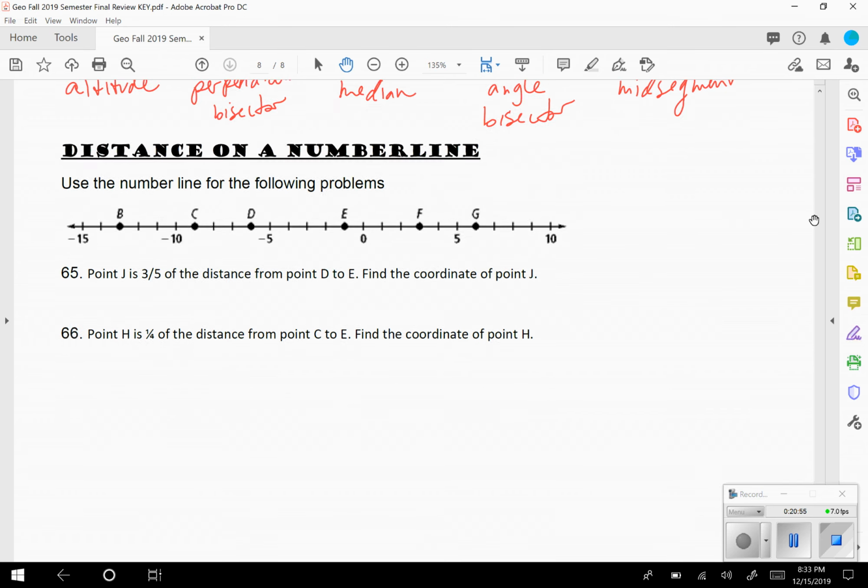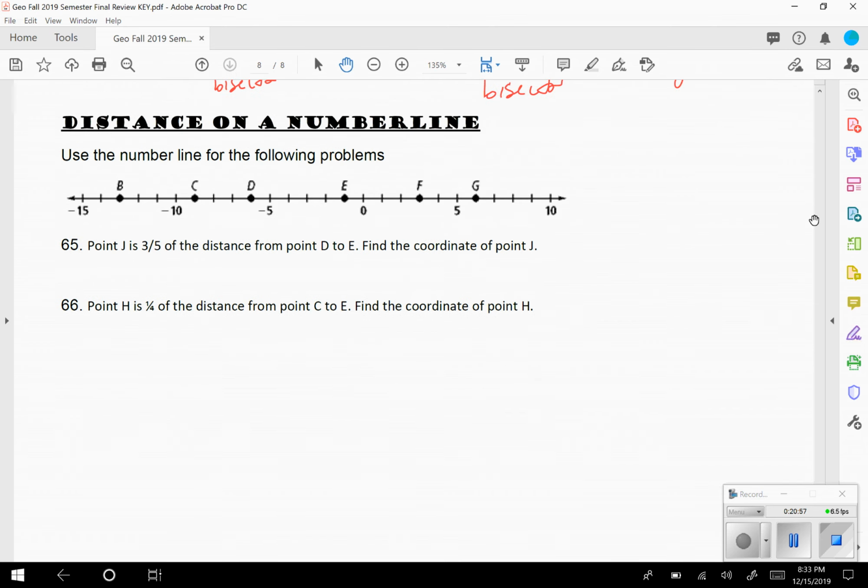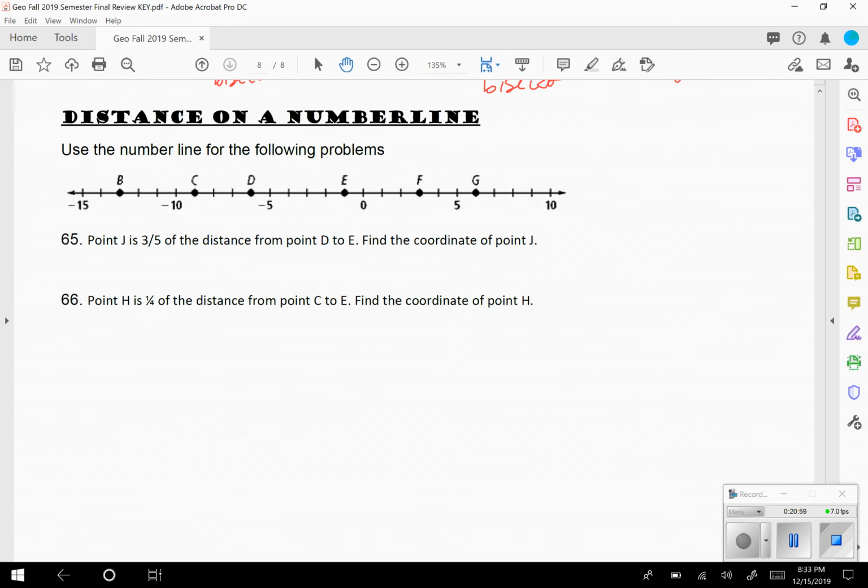Okay, last two problems. Here we go. It says, use the number line for the following problems. Point J is 3/5 of the distance from point D to E. Okay, so first thing you gotta do is find the distance from D to E. And these are counting by ones, so 1, 2, 3, 4, 5. Okay, so from D to E, it's 5. Now you take that and you multiply it by the fraction, so 3/5, and you get 3.